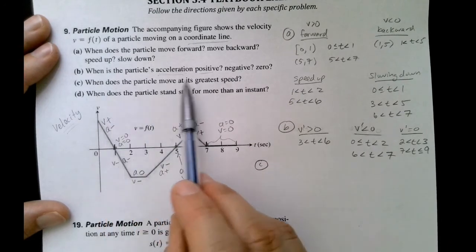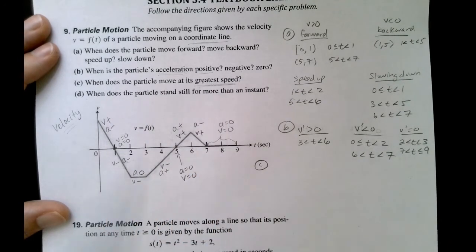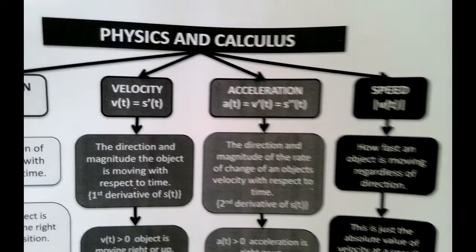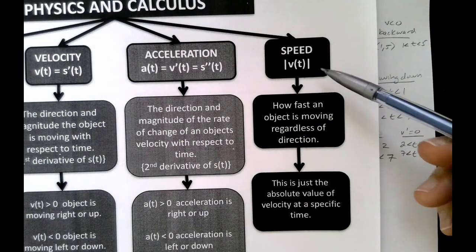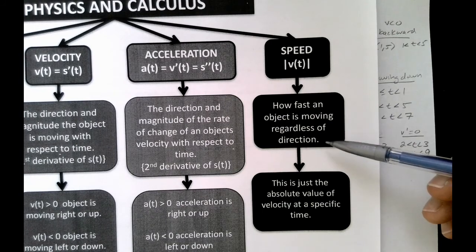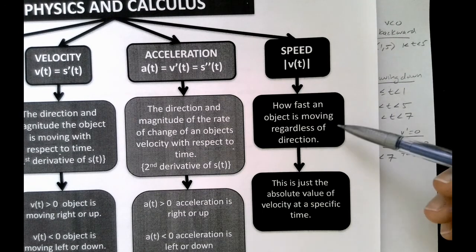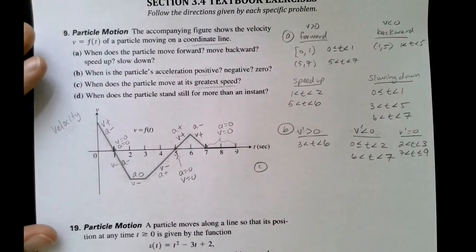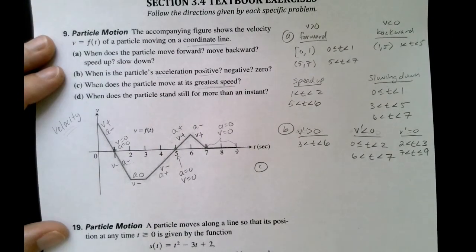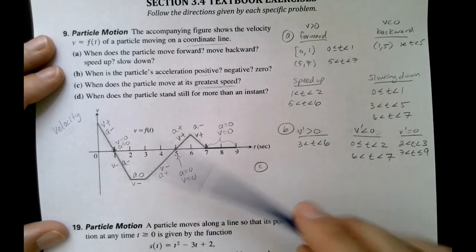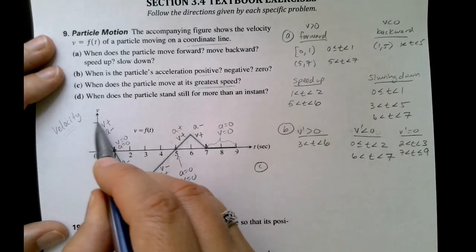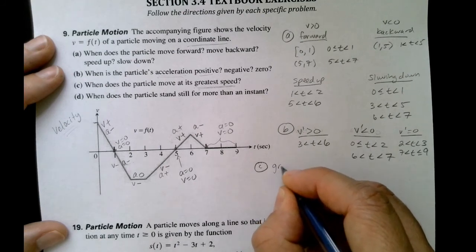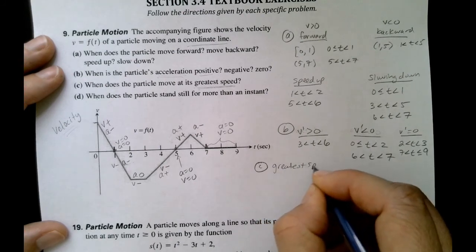When does the particle move at its greatest speed? All right, let's go to our tree map. What is speed? Speed is the absolute value of velocity regardless of direction. So what this means is we have to look at all of the values and think of them as absolute values. From there, what we want to look at is when are the times when it's the highest. So this spot right here looks like the highest. So we'll just write greatest speed.